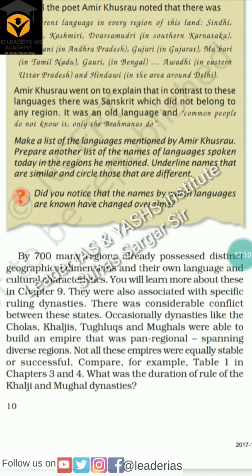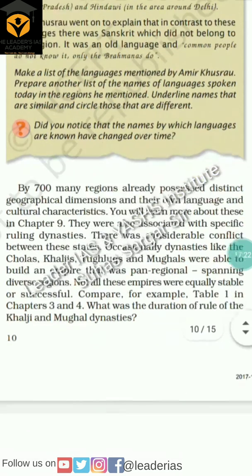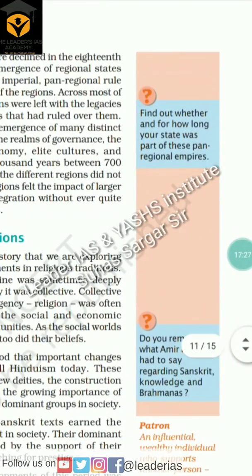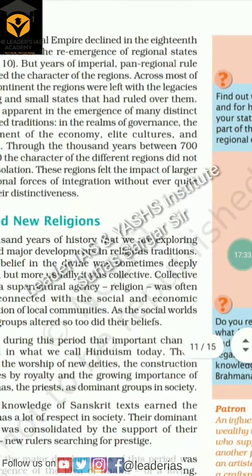Not all these empires were equally stable or successful. Compare, for example, table 1 in chapters 3 and 4. What was the duration of rule of the Khalji and the Mughal dynasties? Find out whether and for how long your state was a part of these pan-regional empires.